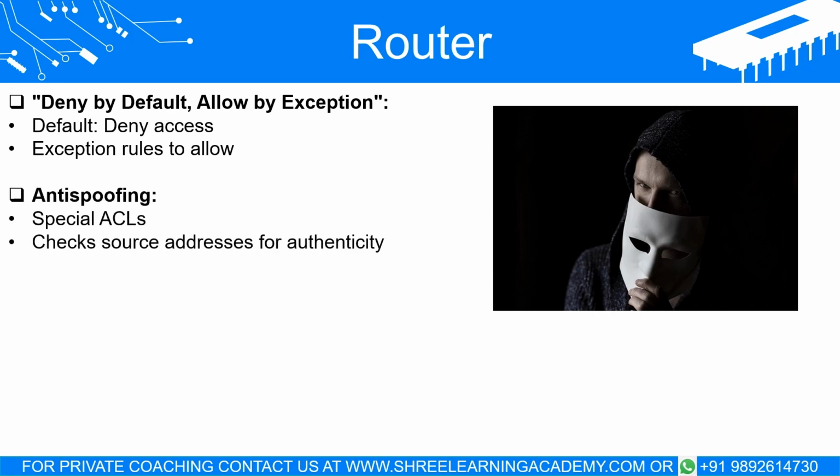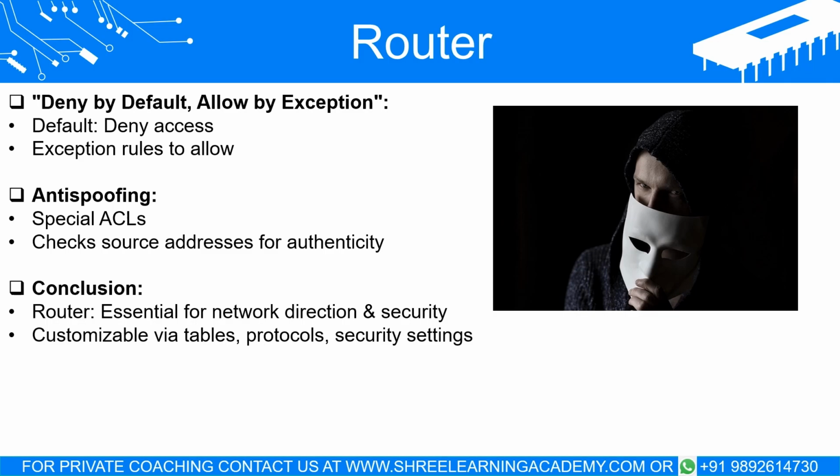Anti-spoofing rules and ACLs. Anti-spoofing rules are special ACLs that help routers identify and discard fake or malicious data packets. These rules check the source addresses to make sure they're not pretending to be someone they're not. Example. Imagine someone wearing a disguise tries to enter a private party. A vigilant security guard, your router with anti-spoofing ACLs, checks the guest list and identification carefully to make sure the person is who they claim to be. If the disguise doesn't match the identification, the guard turns them away.